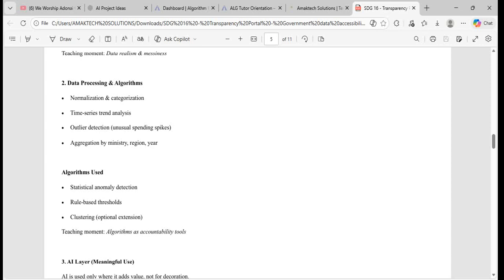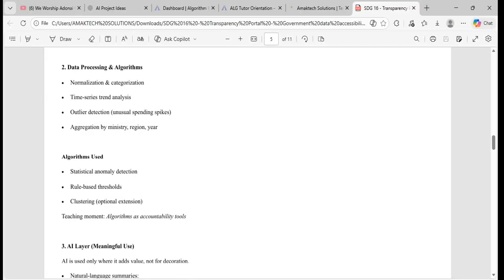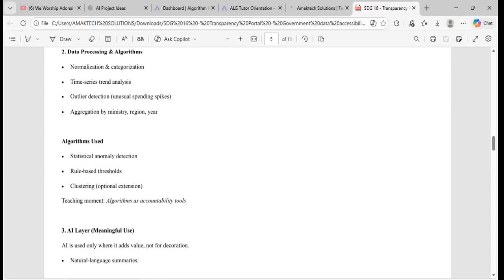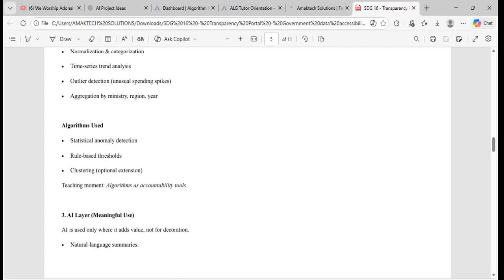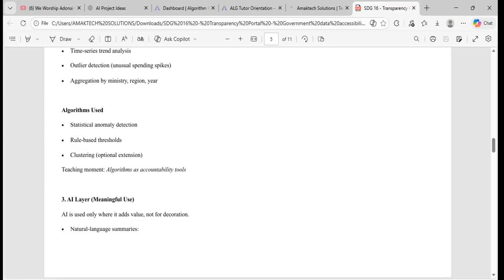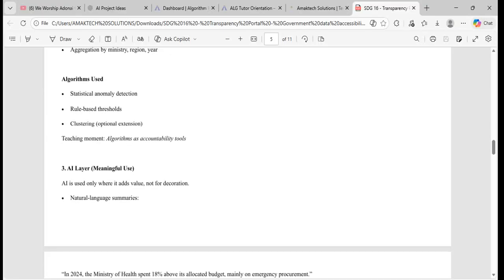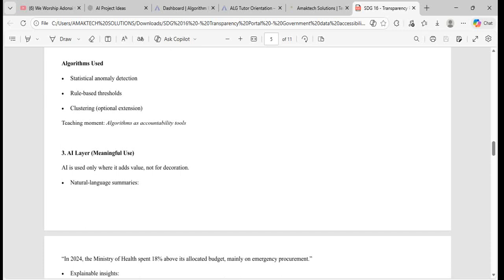Time series and trends analysis, outlier detection, unusual spending spikes, aggregation by ministry, region, or year. Algorithms used: we're going to use statistical anomaly detection, rule-based threshold clustering.